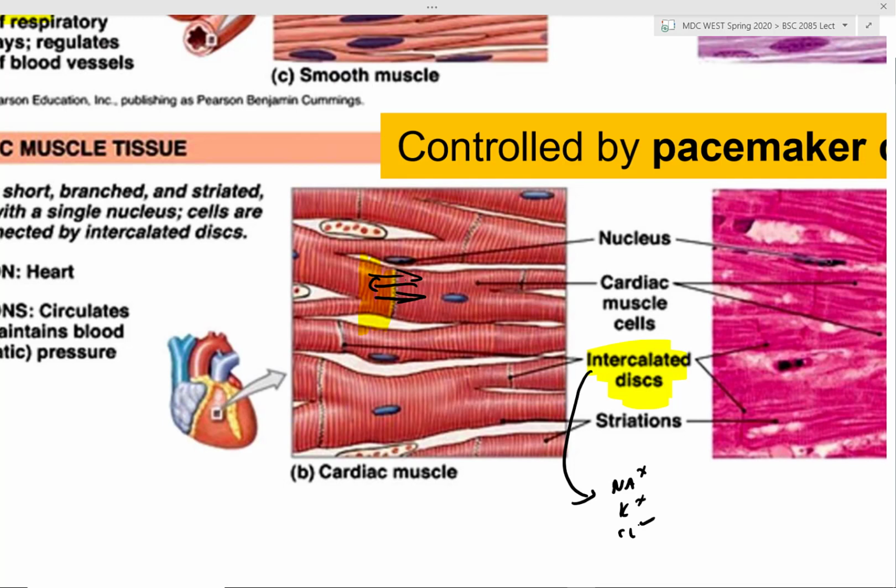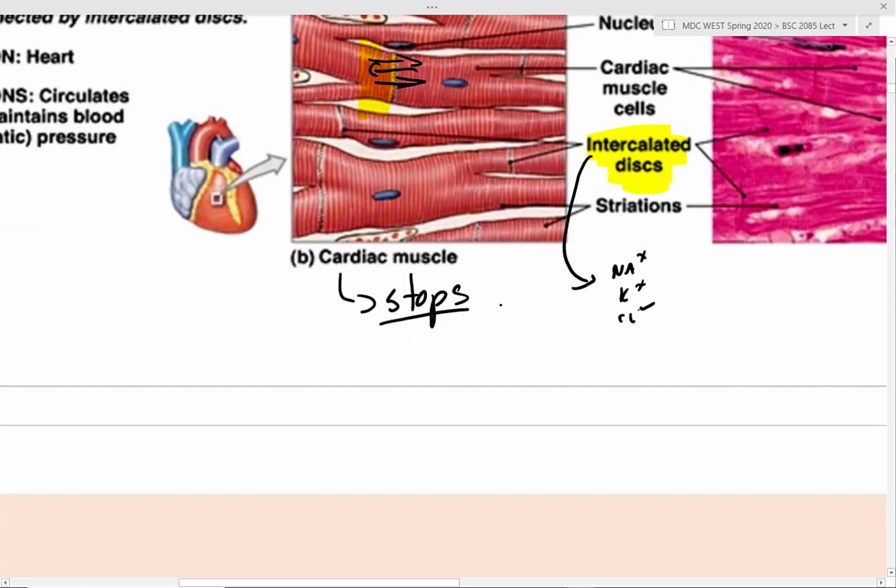So much that, does your heart ever stop? Does the cardiac muscle stop? If your heart stops, would you be alive? No. No? Technically, yes. It stops for how long? 3 seconds? 2 minutes, right?